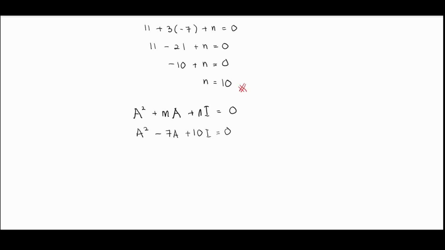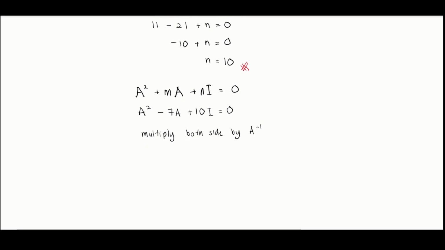So how do we find A inverse? The method is, if we want to find A inverse, we multiply this equation on both sides by A inverse. To multiply by A inverse, we need to be careful, because if we multiply by A inverse on the left hand side, the right hand side also needs to be multiplied by it on the left.